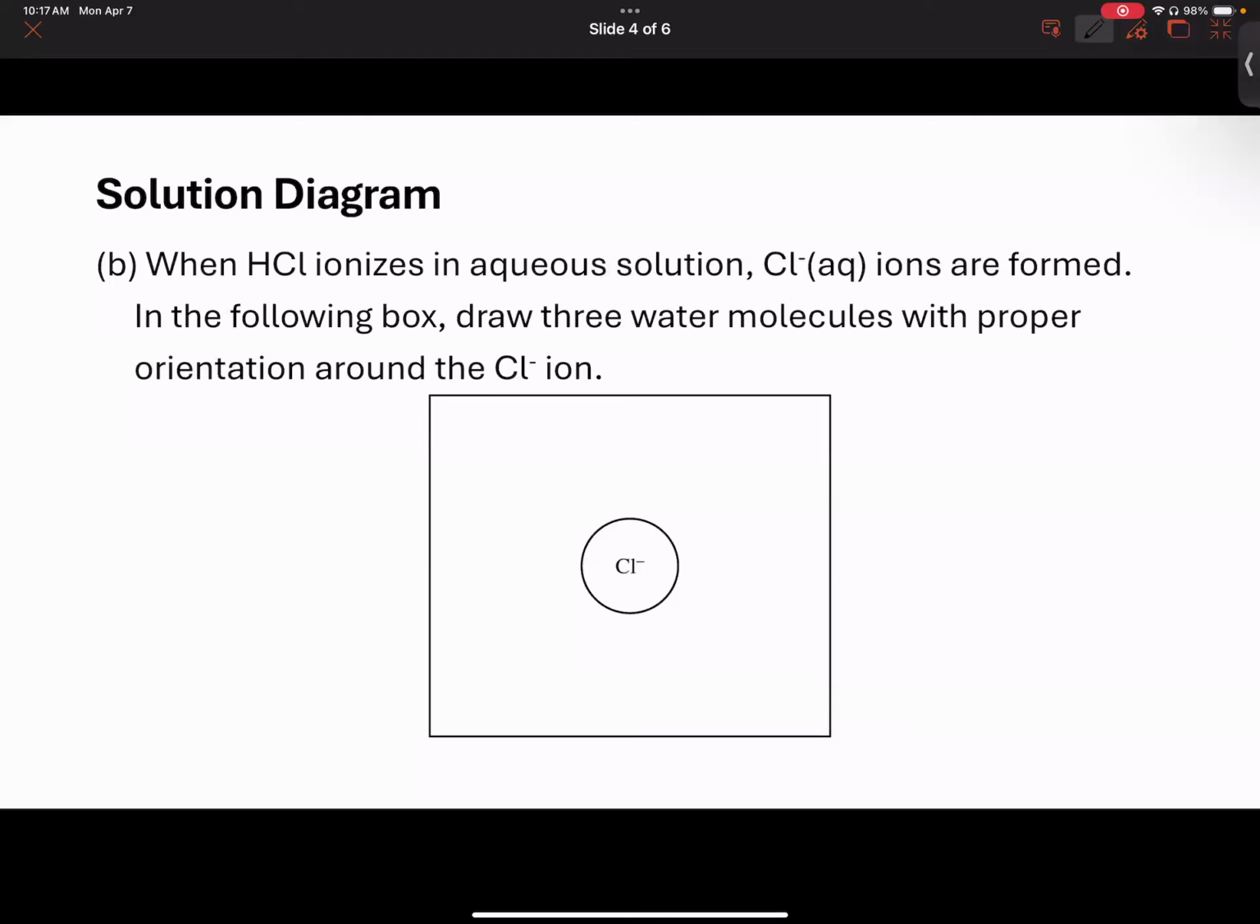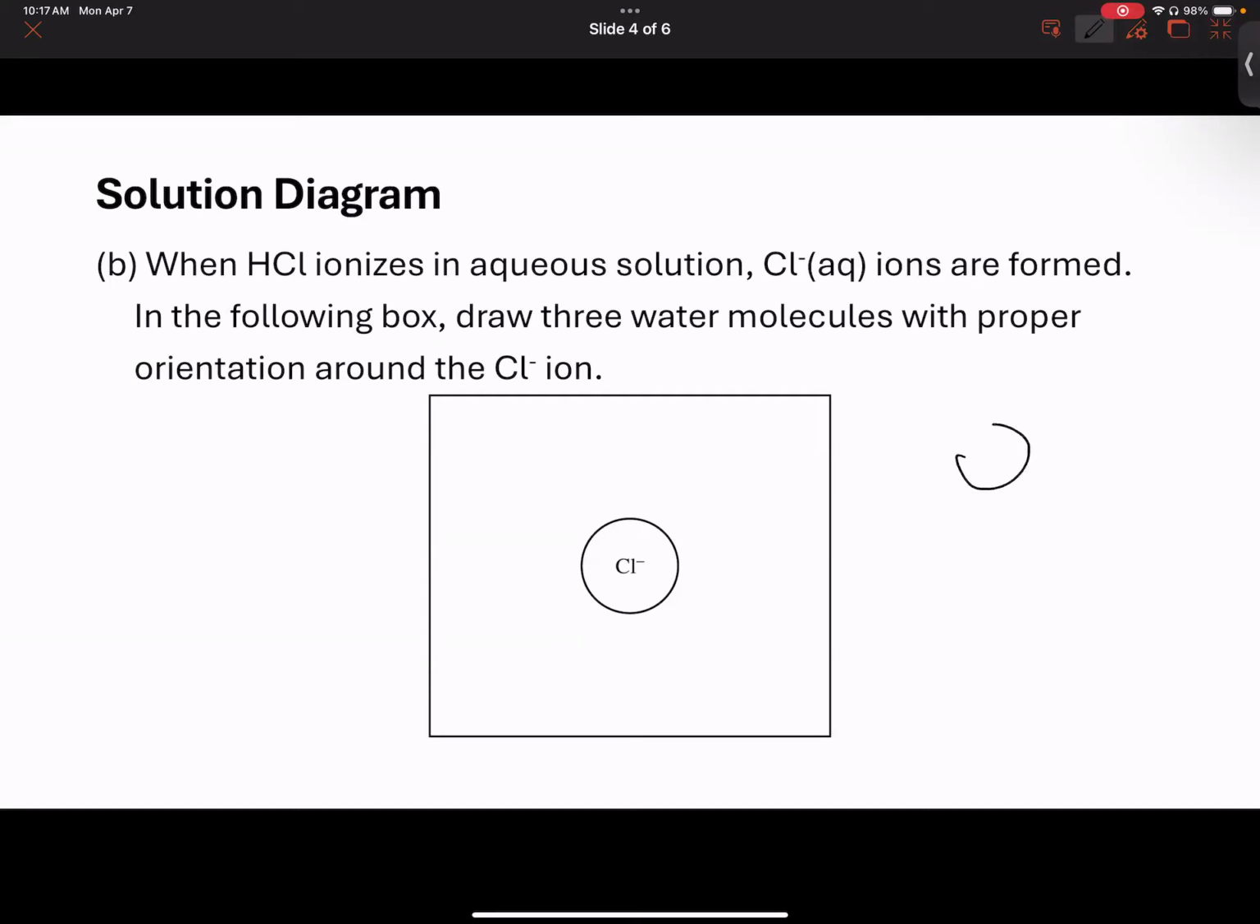When hydrogen chloride ionizes in aqueous solution. So when hydrogen chloride gas is dissolved in water, it becomes a strong acid. It is completely ionizing to form hydronium ion and chloride ion. Chloride ions are formed. In the following box, draw 3 water molecules with proper orientation around the chloride ion.